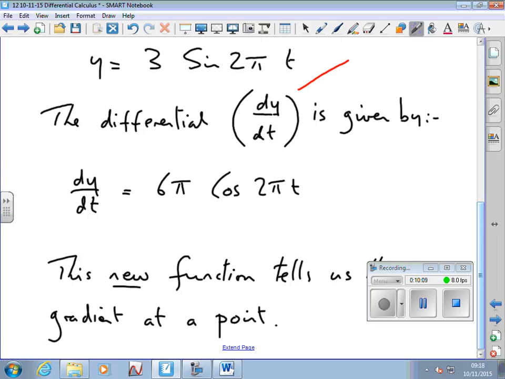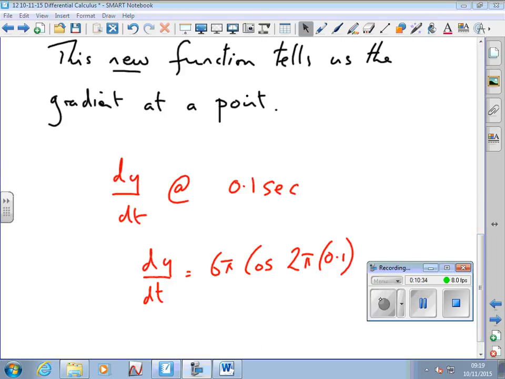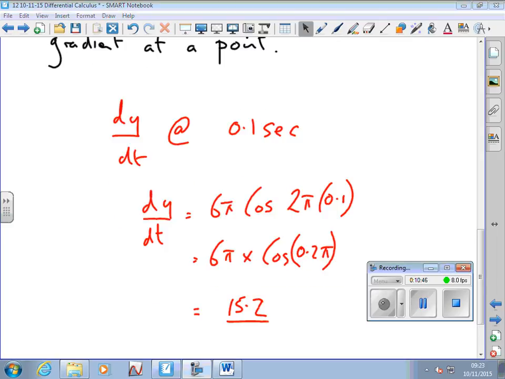For this function here, 3 sine 2 pi t, the differential of y with respect to t is 6 pi cos 2 pi t. I can just literally write that down. There's no calculation. It's one line. So now, if I want to know what the differential at 0.1 seconds is, I just put t equal to 0.1 seconds in there, and out comes the answer. I literally put 0.1 seconds into this differential function, get my calculator out and work out the answer. So if you just do that, we get 15.2.